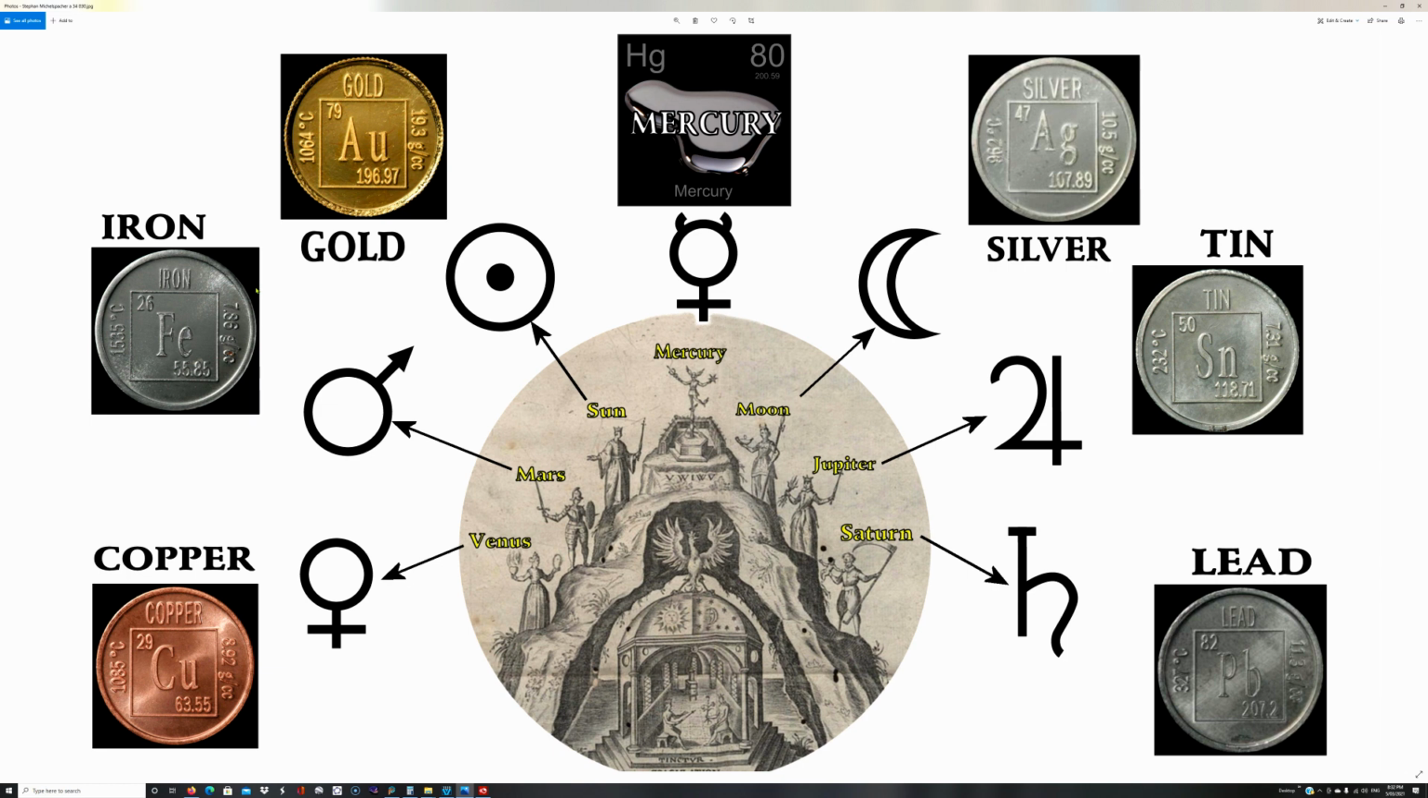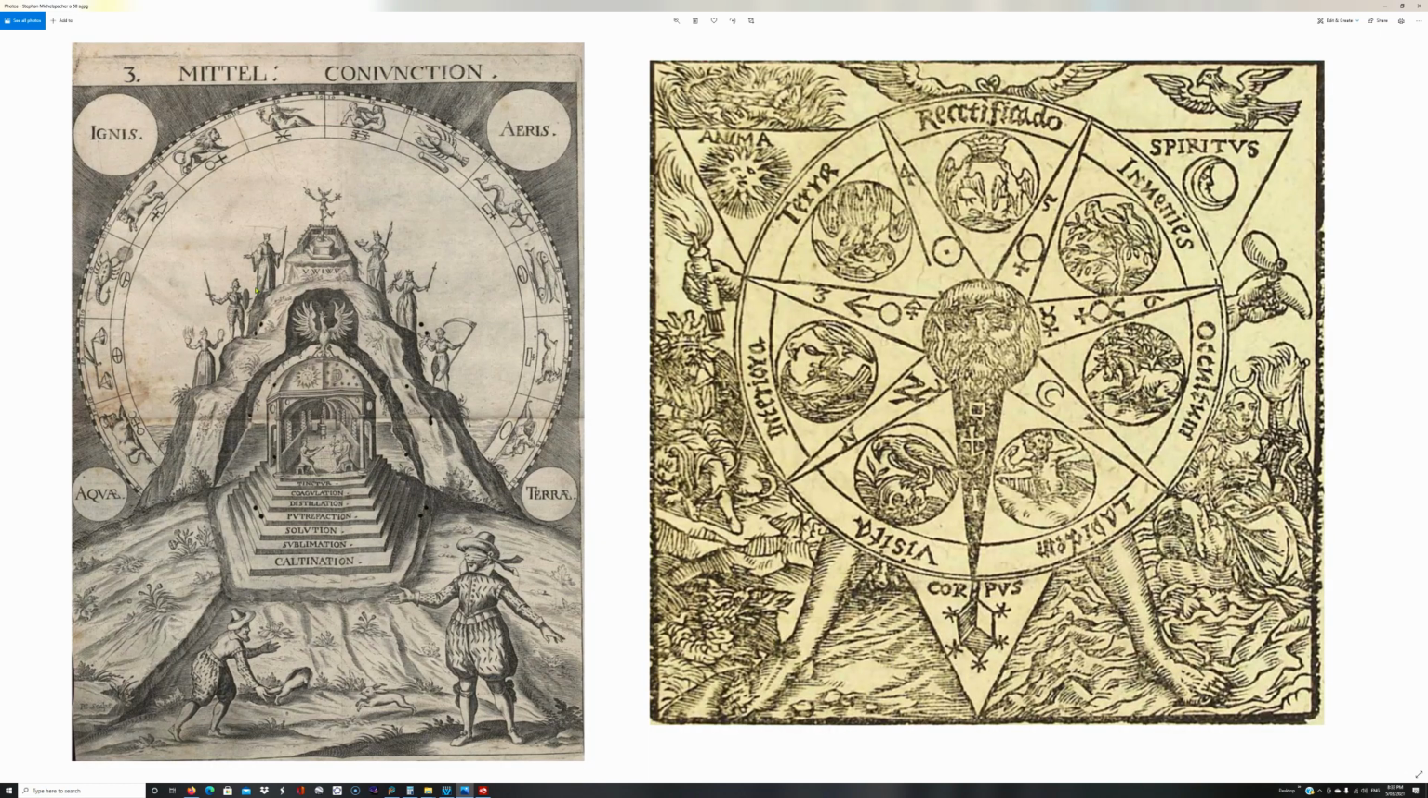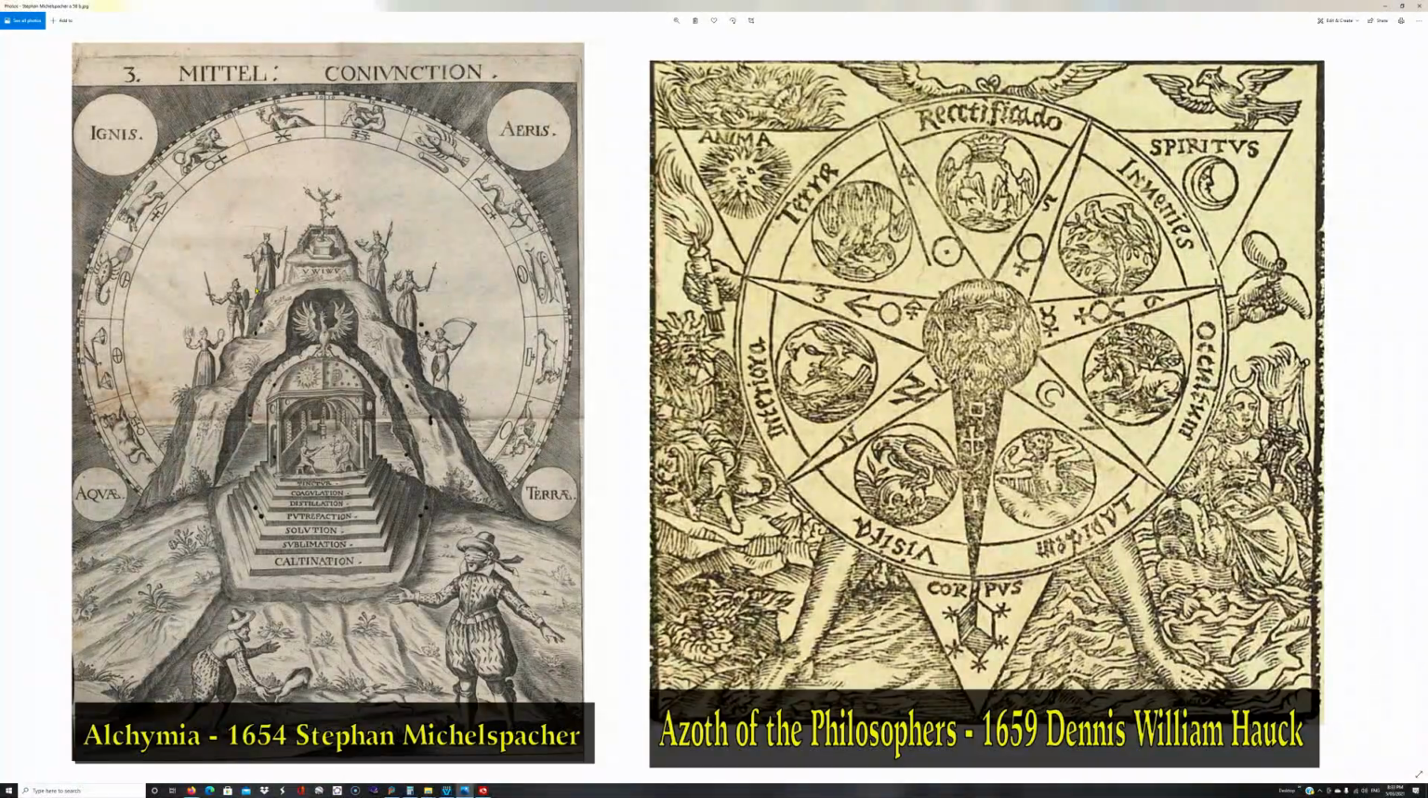She's female, and copper has a beauty to it, whereas iron rusts and tends to be hard, and Mars, the god of war. But when it comes to 7, now I'll compare it to this other from Azoth of the Philosopher's Stone. This is from Basil Valentine, but the drawings come later.